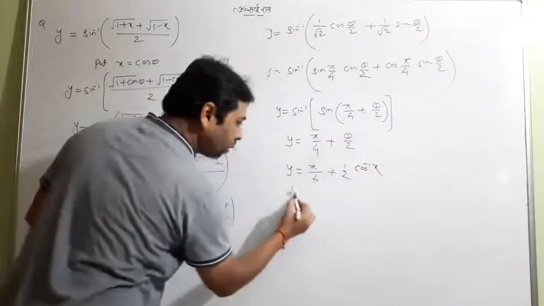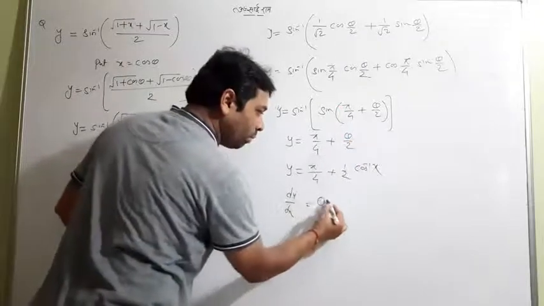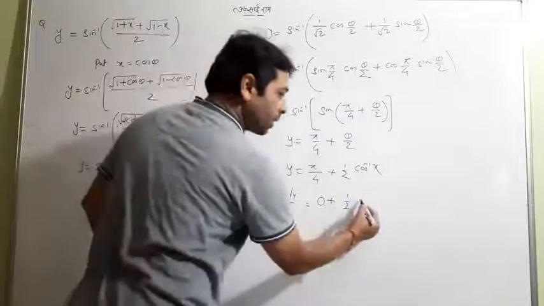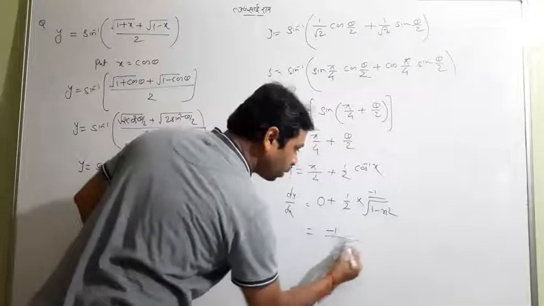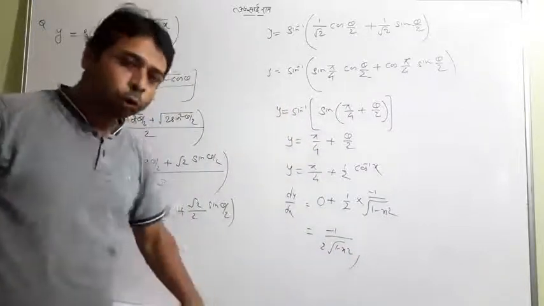Now it's time to do the differentiation. I would write the answer directly. Pi by 4 is a constant, so its derivative will be 0. 1 by 2 is a constant and will come along, and cos inverse x has the derivative minus 1 upon root of 1 minus x square. Ultimately the answer is minus 1 upon 2 root of 1 minus x square. This is the answer. So this is one of the good questions ever.